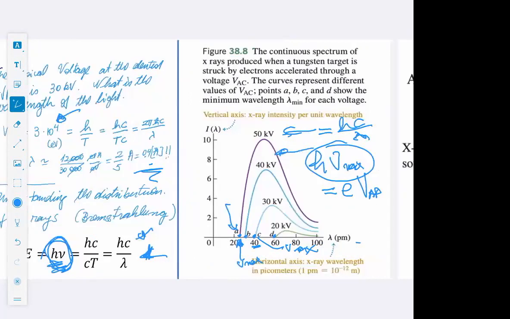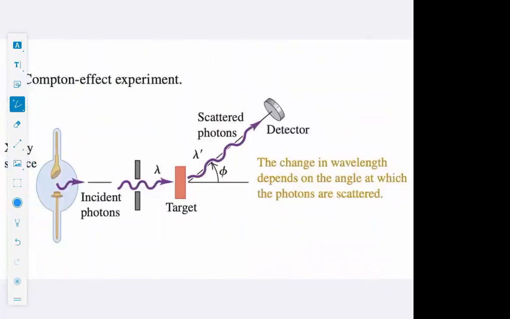And now I want to see how the dispersion of the X-rays works, okay?